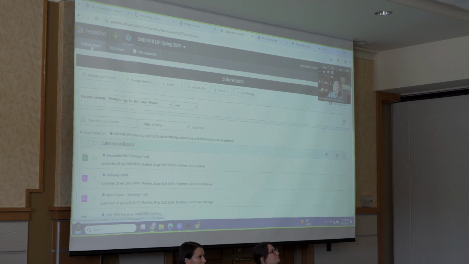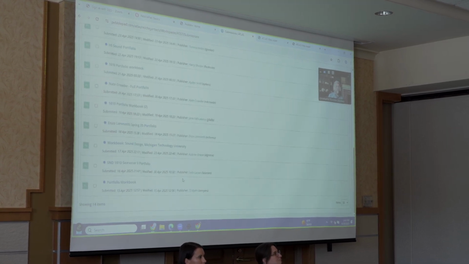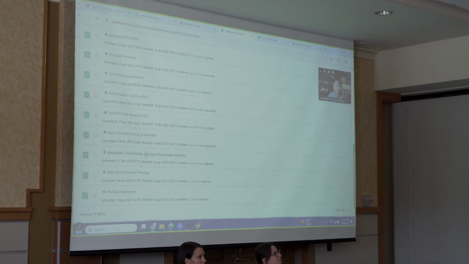And then right above, two lines down, you are viewing. Choose that, and you can do portfolio workbook. And then we can scroll to the bottom and look at her workbook, which is really pretty good. Third one from the bottom.